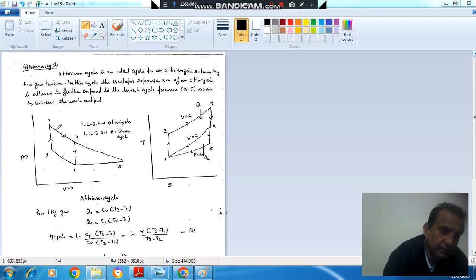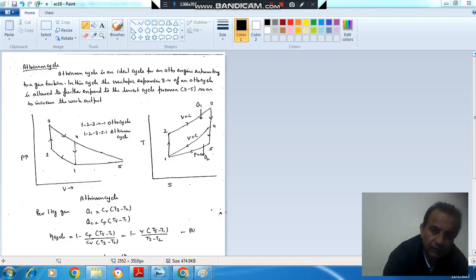Here the expansion is continued up to point 5, till the pressure at 5 and at 1 becomes equal. Then the last process is a constant pressure process. So in the Atkinson cycle, this is your constant volume process, this is your constant pressure process, and the other two are adiabatic processes. Heat is added at constant volume and rejected at constant pressure. So Q1 is Cv (T3 minus T2), and Q2 is Cp (T5 minus T1).